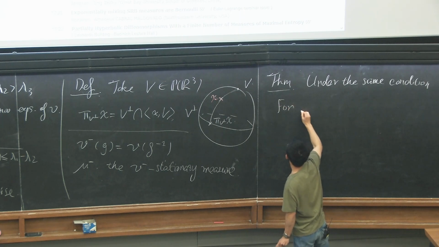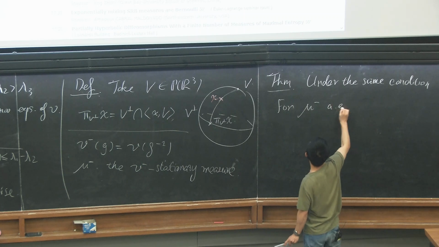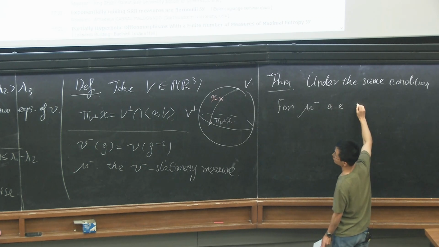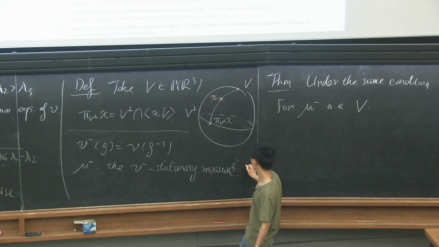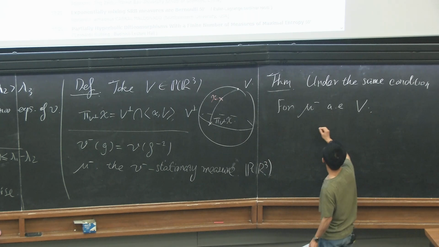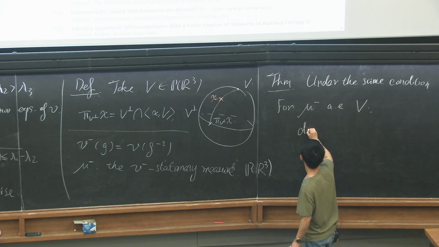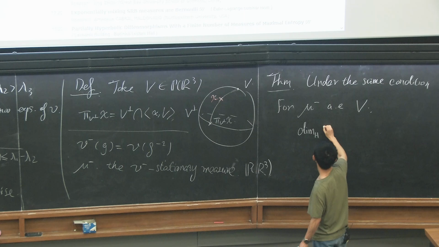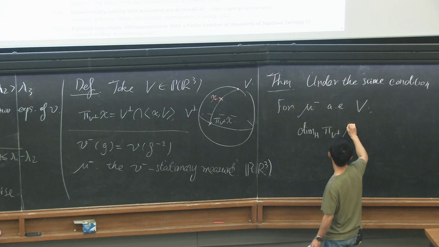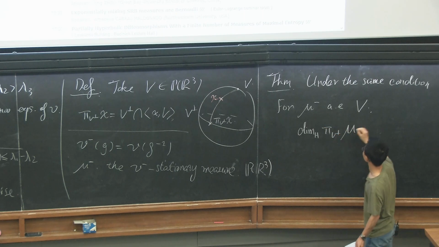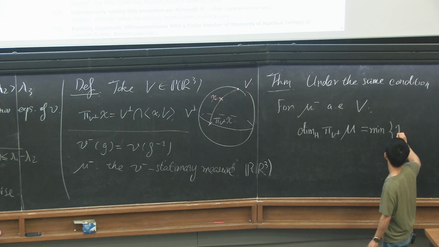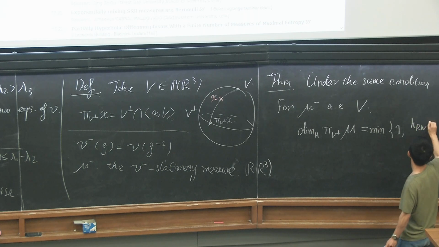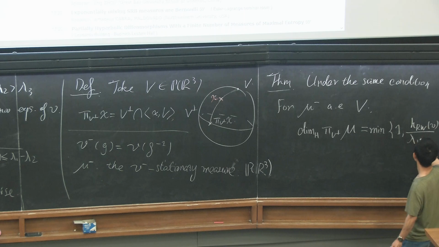Then the theorem of the projection states like this, under the same condition as the previous one. For mu minus almost every v, here this is still a stationary measure on P R^3, now for a different random walk, you have the Hausdorff dimension of pi v perp mu. Here is mu, here is mu minus. This dimension is equal to the minimum of 1 and the random walk entropy of nu divided by the difference of Lyapunov exponents lambda.